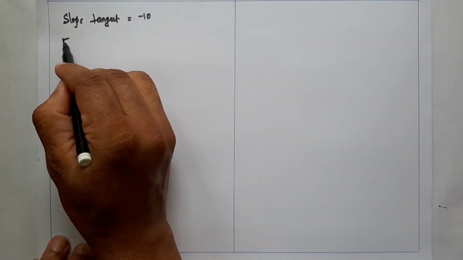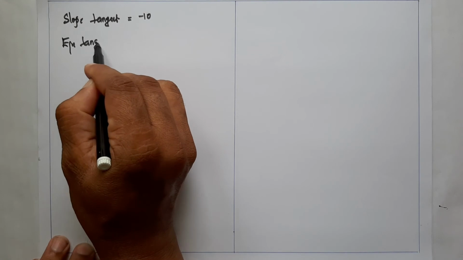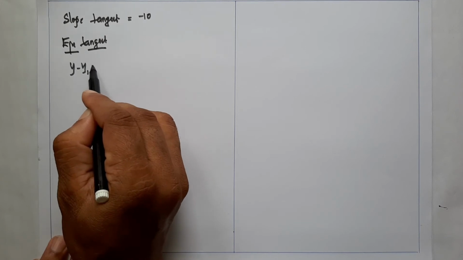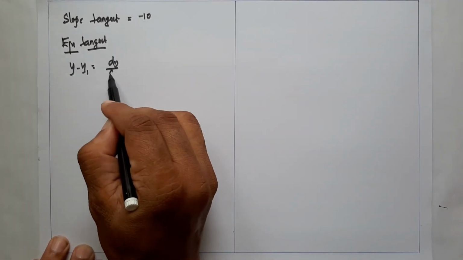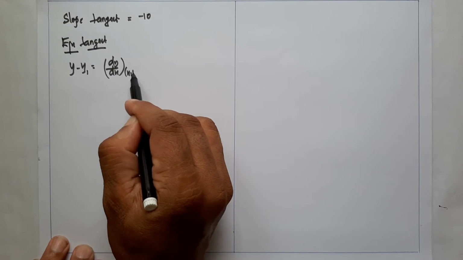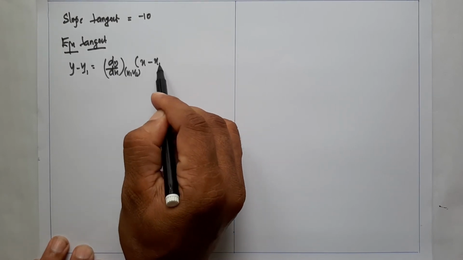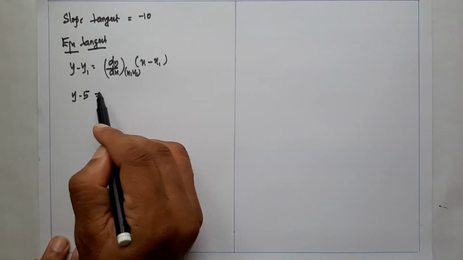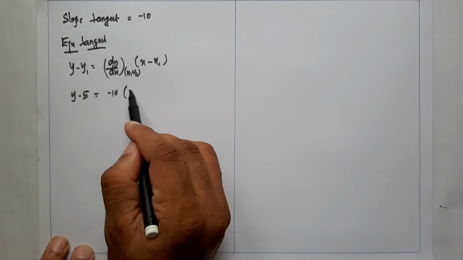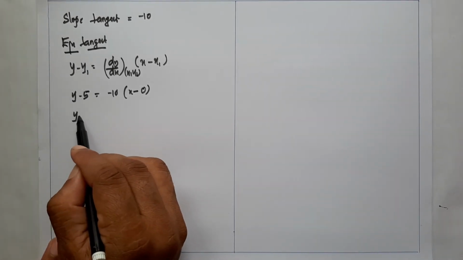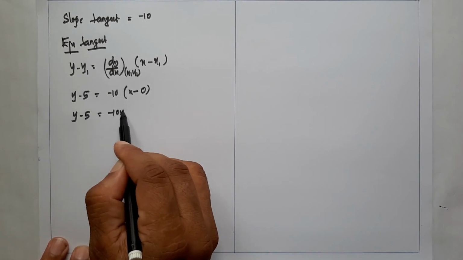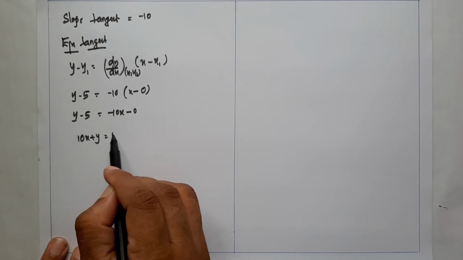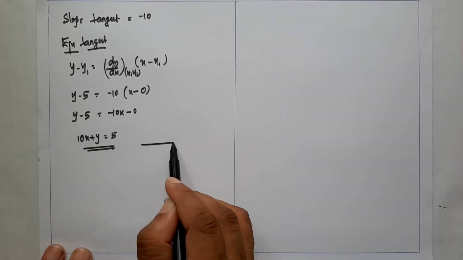Now the equation of tangent. You know the formula is y minus y1 is equal to dy by dx at x1, y1 into x minus x1. Here x1, y1 is (0, 5) and therefore y minus 5 is equal to slope of the tangent, minus 10, into x minus 0. That is y minus 5 is equal to minus 10x. That is 10x plus y is equal to 5. That's the equation of tangent. That's all.